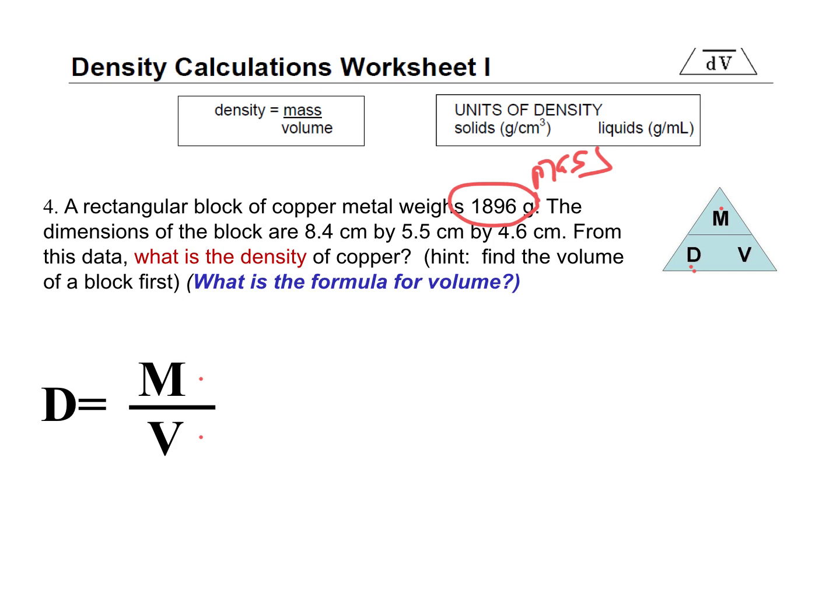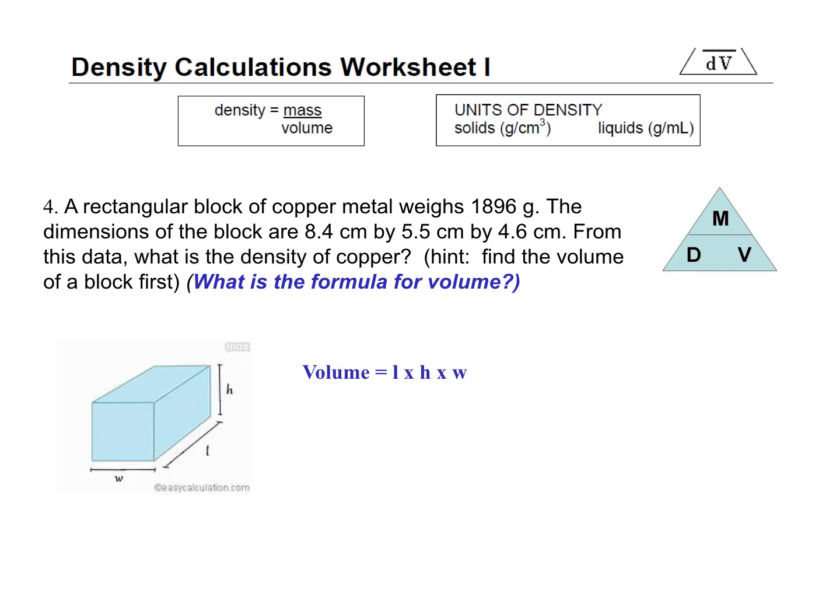Okay. Did they give us a volume? That's the part that's tricky. They did not give us a volume. They gave us the dimensions, and the hint is, what is the formula for volume? Do you remember how to calculate the volume of a cube or a block? It's length times height times width. So what you're going to do is calculate the volume with these dimensions, and that number is going to be put into our density is equal to mass over volume. So we're going to start by taking these numbers and calculating the volume first.